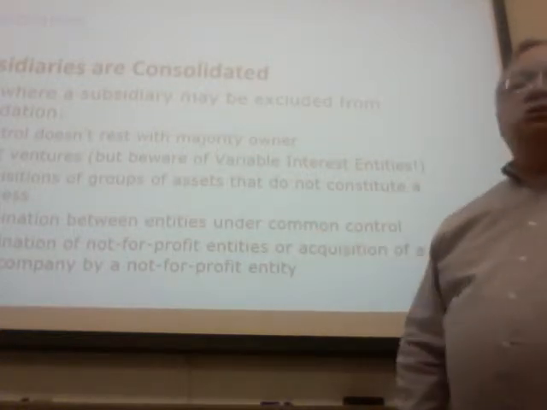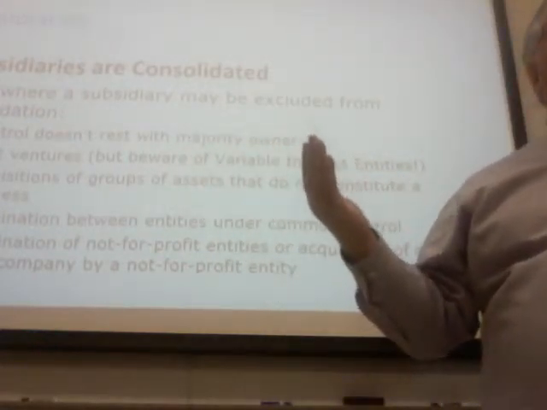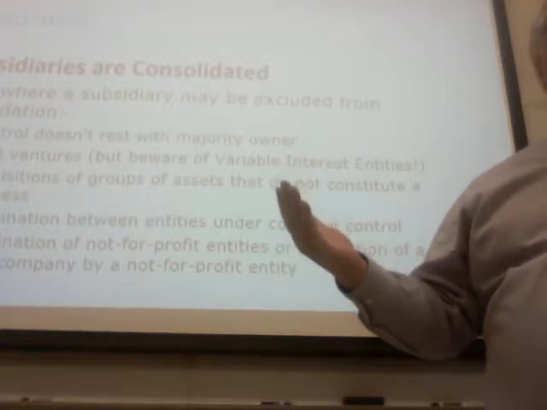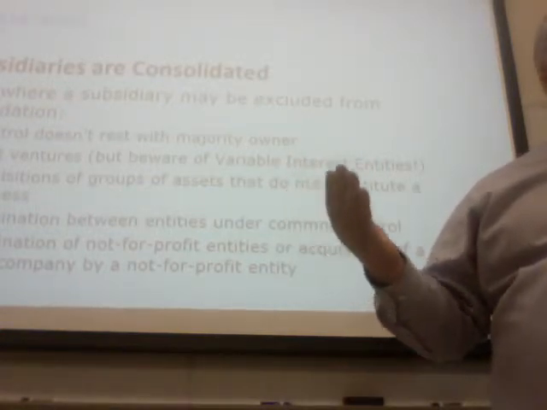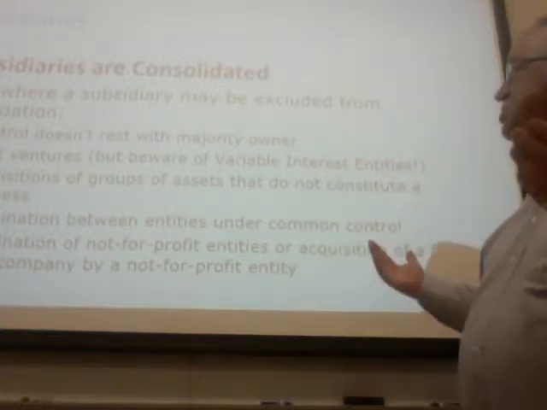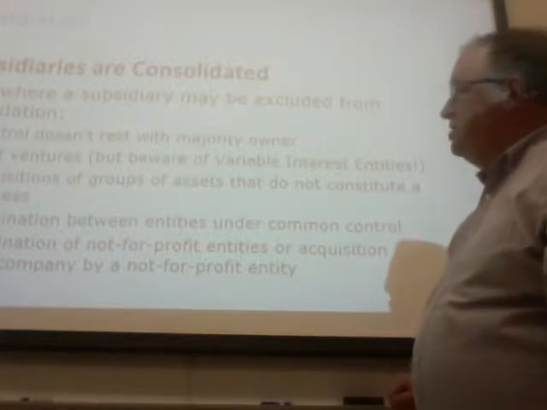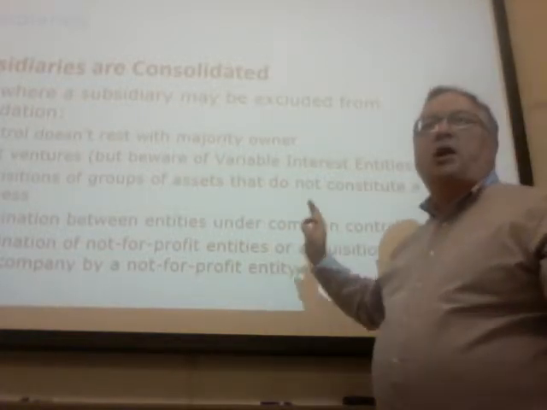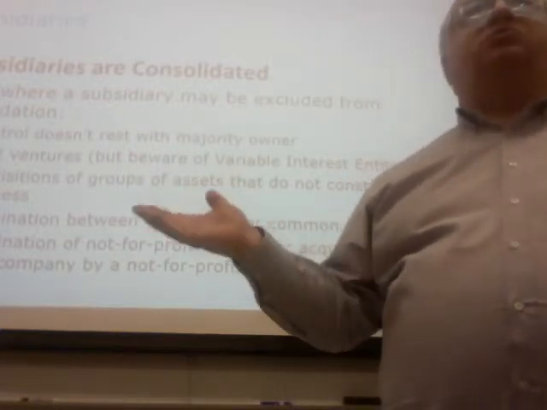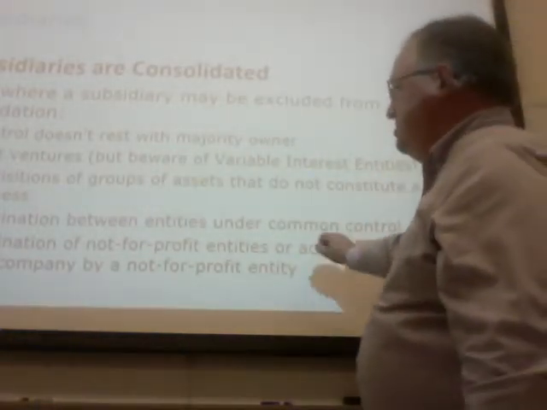Combination between entities under common control. Brother-sister corporations that have a high degree of common ownership, maybe they're all owned by the same person. Those brother-sister corporations are not really considered consolidations. We have a little bit different accounting for them that we'll talk about. It's very similar to our old pooling of interests: just add the balance sheets together, so we don't go through the fair value analysis.